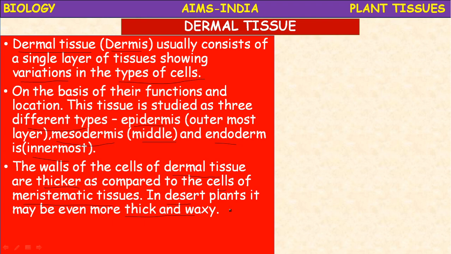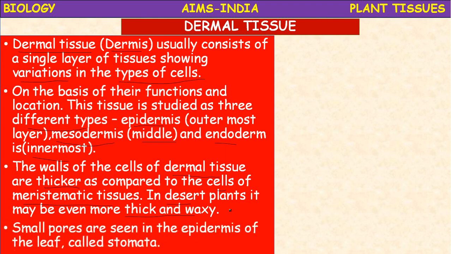In desert plants, the leaves are reduced to spines, and the stem is covered by a thick waxy coat called cuticle. Cutin is the material with which this dermis is made up. There are small pores seen in the epidermis of the leaf. They are called stomata.